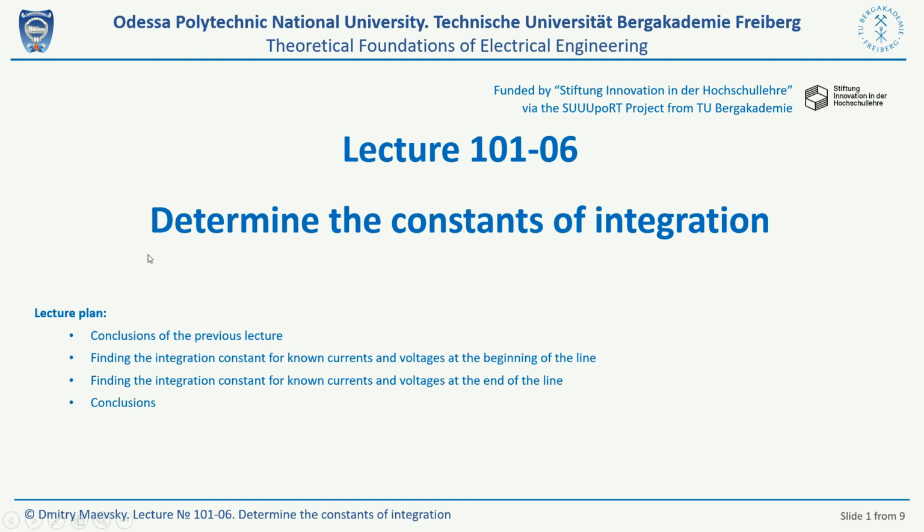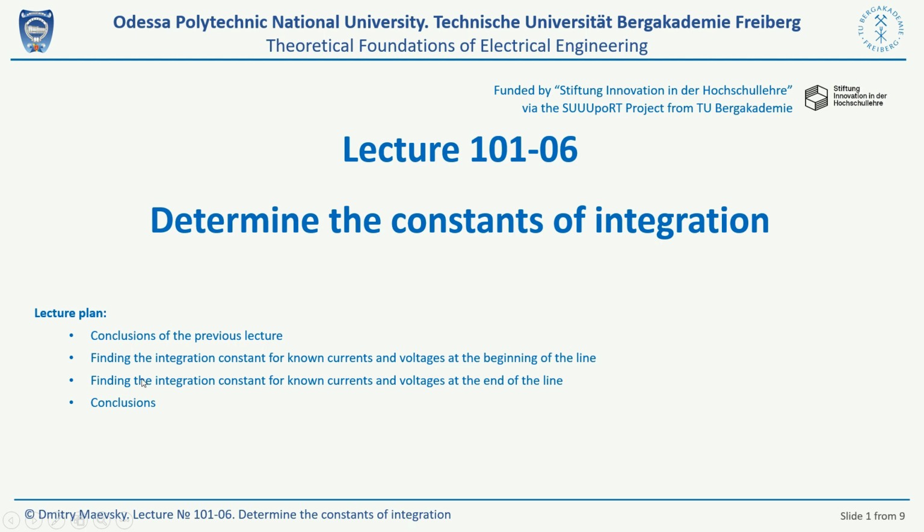In previous lectures, we saw that in the process of solving telegraph equations for a line with distributed parameters, we got the need to find the values of integration constants. In mathematics, so-called boundary conditions are used to find the constants of integration. In the case of a line with distributed parameters, we have two sets of boundary conditions: for the beginning and for the end of the line.